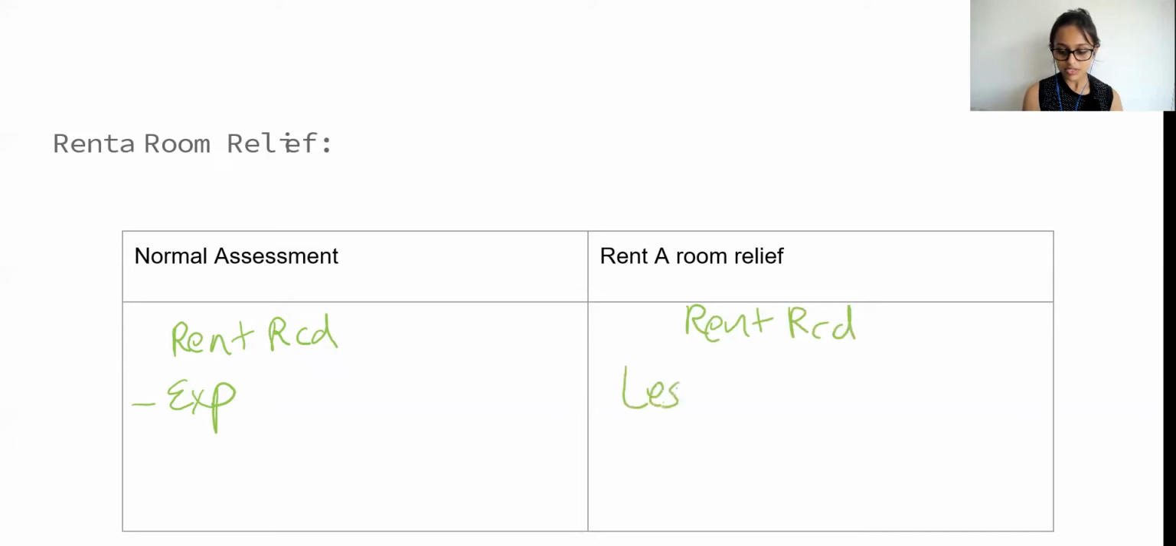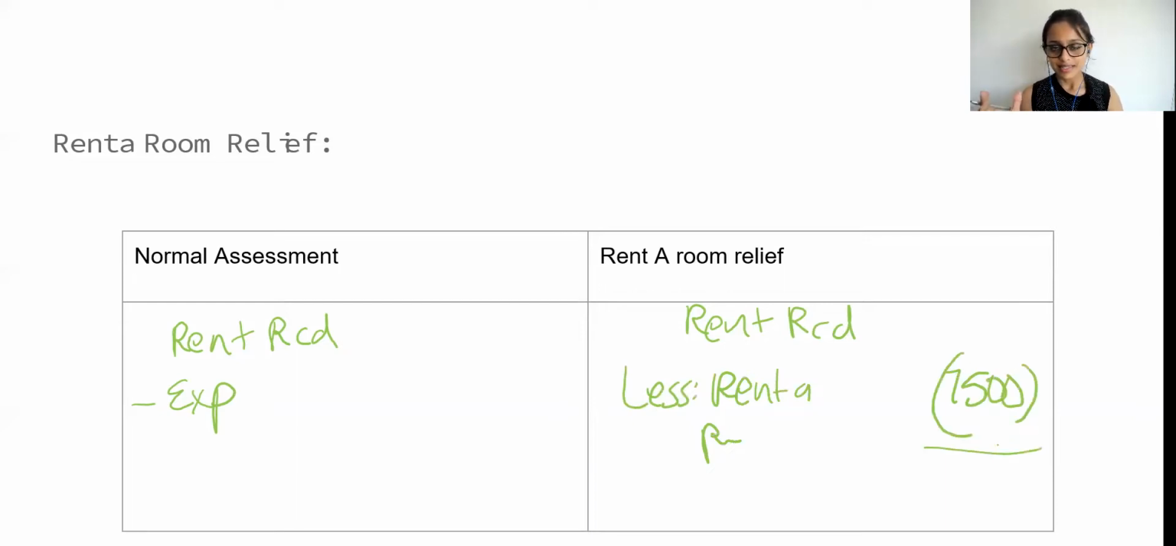What is the Rent-a-Room Relief fixed amount? It is 7,500. So these are the two methods. In the exam, if they don't tell you what method to use, just do both of them and take the lower amount, because obviously from a tax point of view, you would want to pay less tax. And always remember, as far as tax paper is concerned, there are 52 weeks in a year.